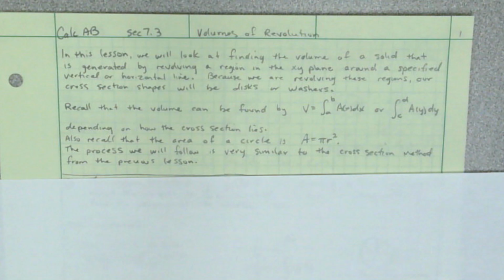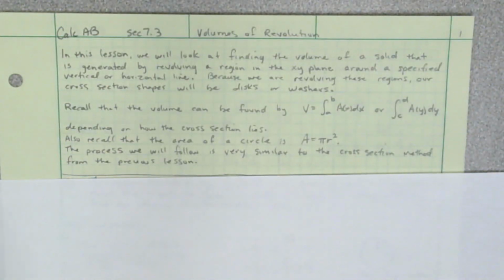Section right here, this is the volumes of revolution. In this lesson, we're going to look at finding the volume of a solid that is generated by revolving a region in the XY plane around a specified vertical or horizontal line. Because we're revolving these regions over cross-sectional shapes, the cross-section shapes will be disks or washers.